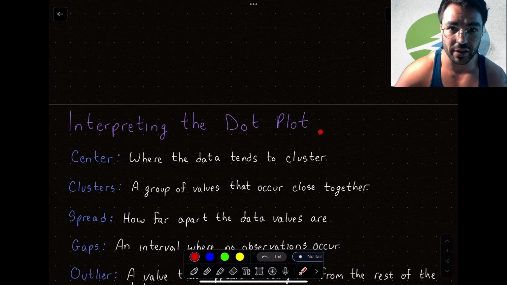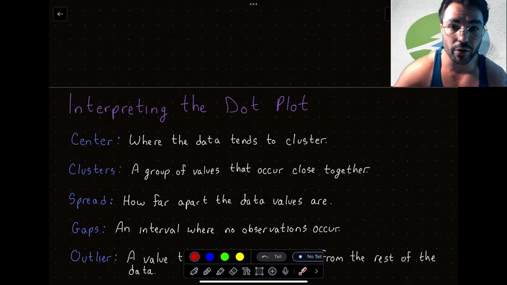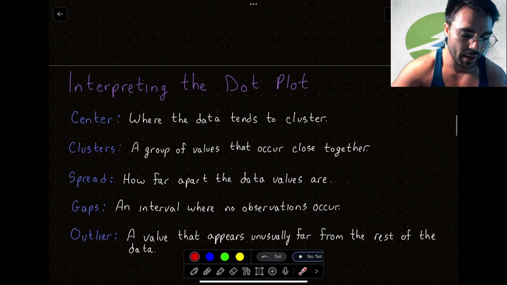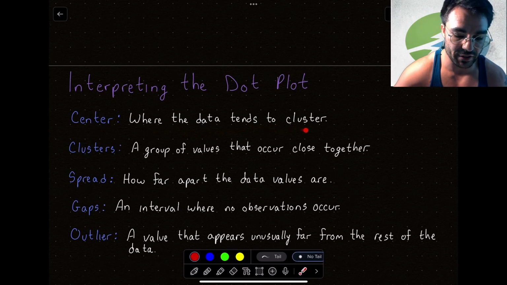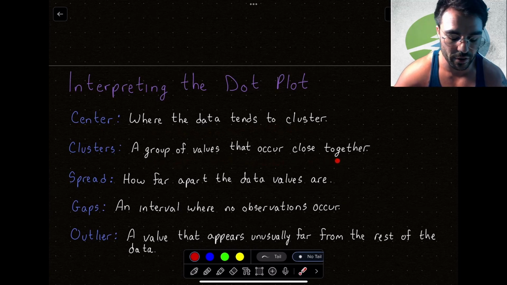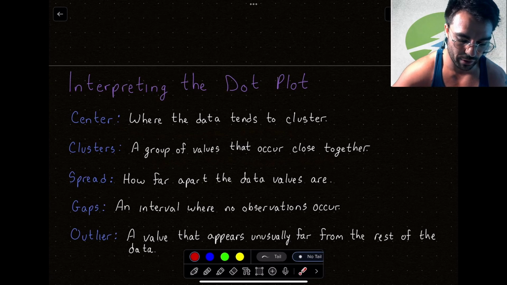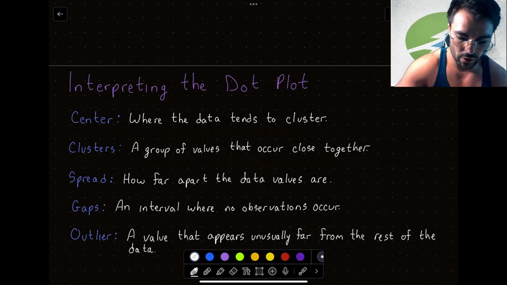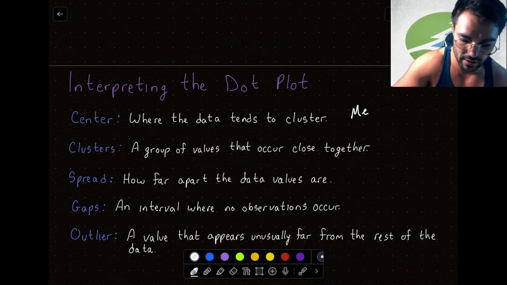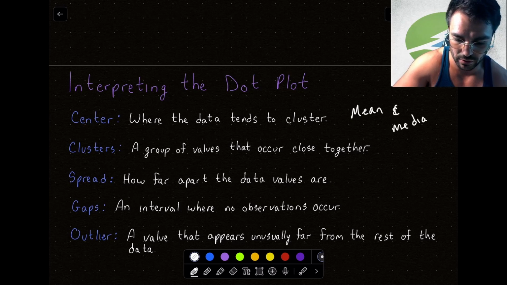How do we interpret the dot plot? There are some vocabulary words we need to understand. The center is where the data tends to cluster, and a cluster is a group of values that occur close together. We can calculate this with the mean and median, which we will get to.